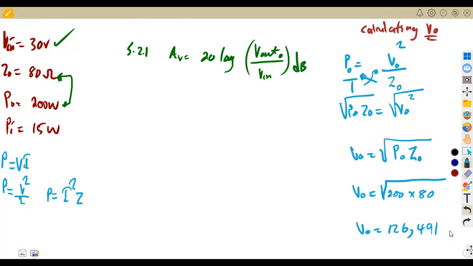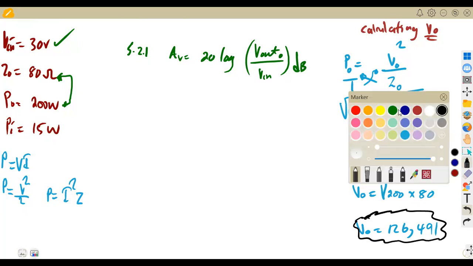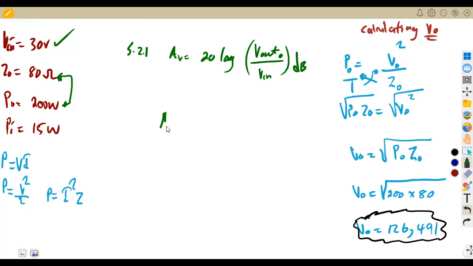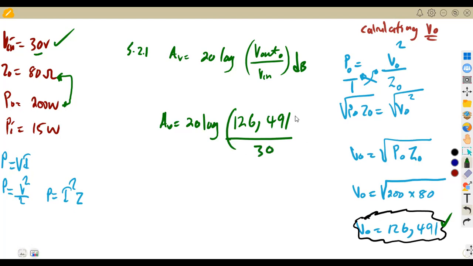So our Vout is going to be 126.491. Having this, we can determine the voltage gain, because the input is already there. We just substitute. Our voltage gain is 20 logarithm of Vout, the voltage at the output, 126.491, over Vin, the voltage at the input, which is 30 volts. So that's it.